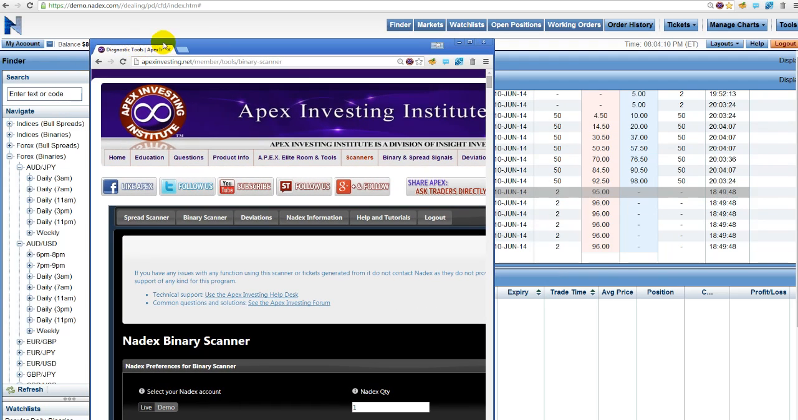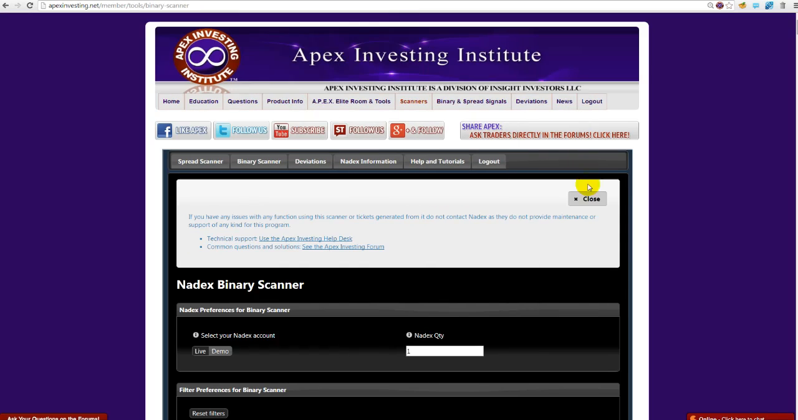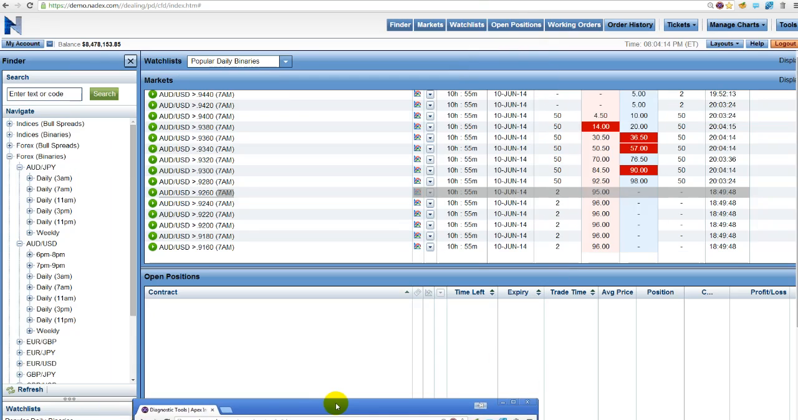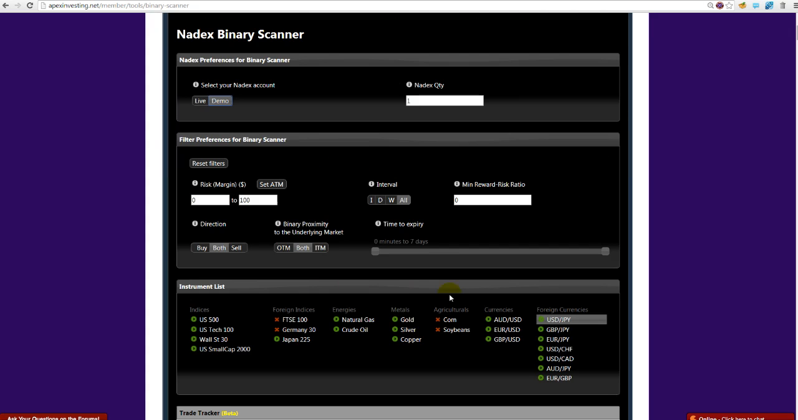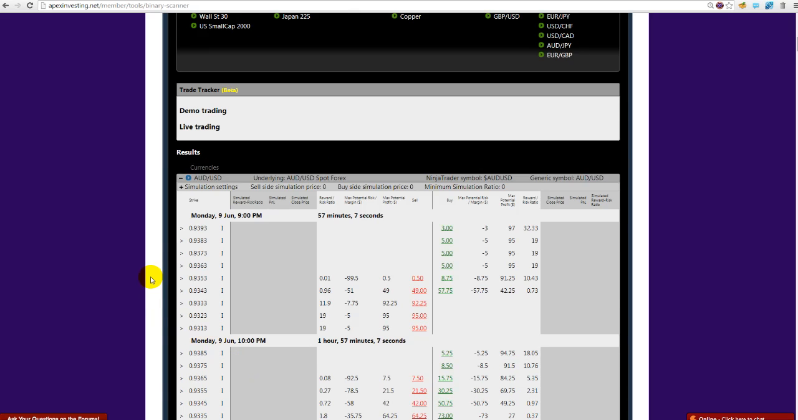Now, you can also do this over in the scanner. So we can go over here. Let's see, what are we looking at? We're looking at 7 a.m. Aussie dollar. So I can go over, I'll check demo so I make sure my data feed matches. I'm going to click Aussie dollar. Okay, and then I want 7 a.m.